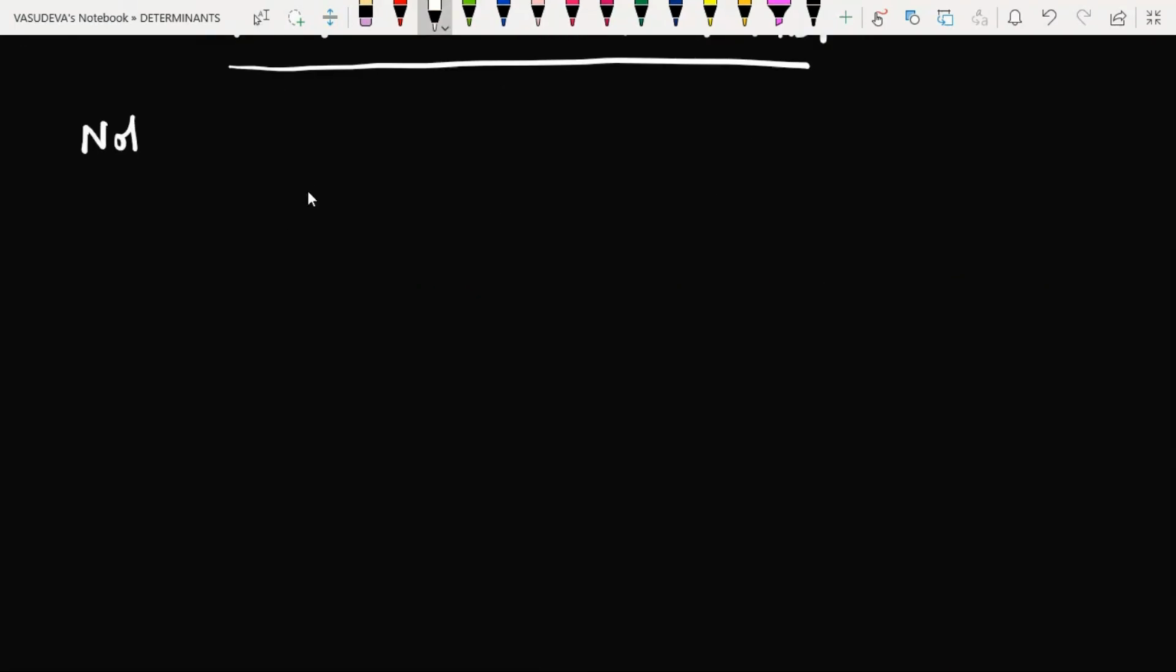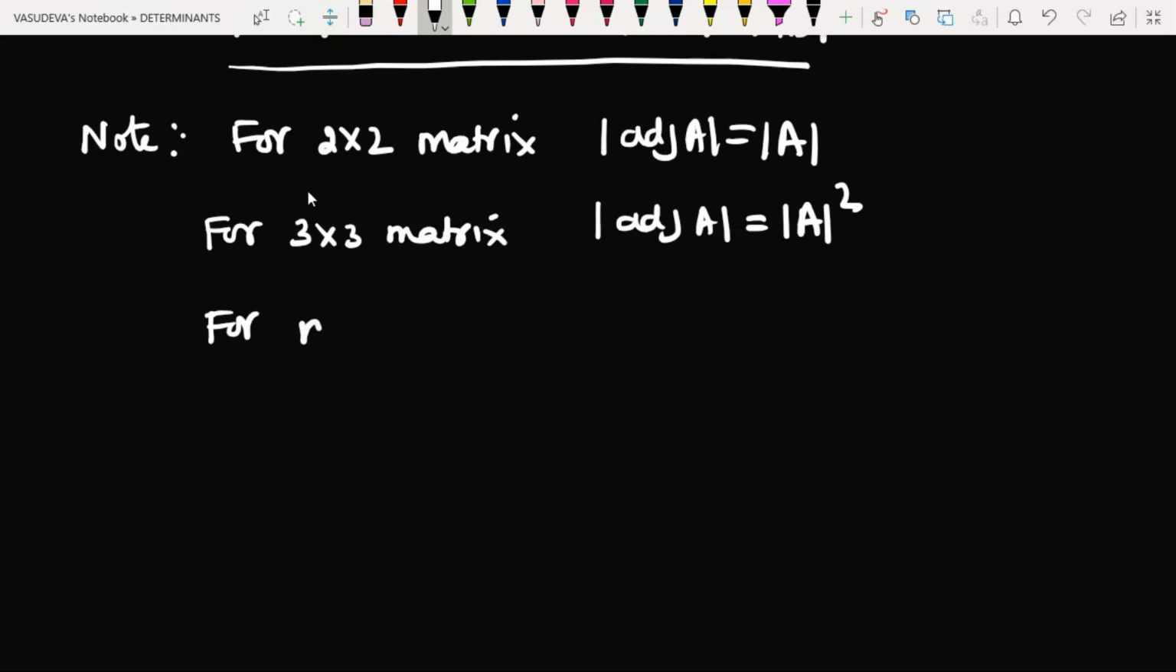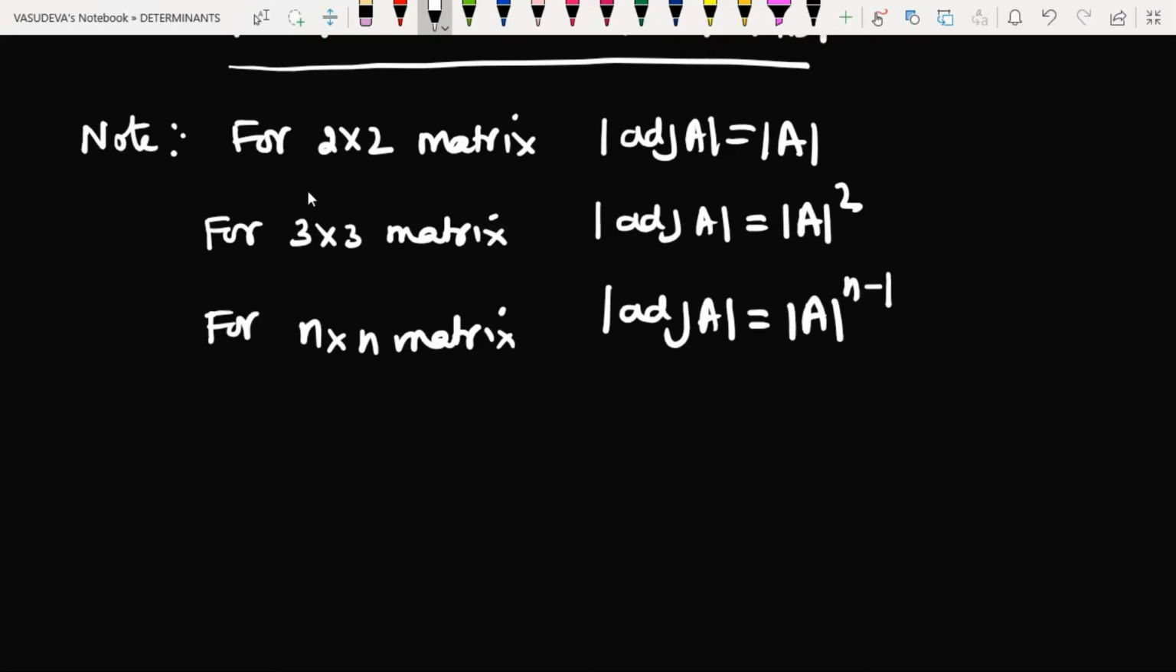So now remember this note. For a 2 by 2 matrix, determinant of adjoint of A is determinant of A. For a 3 by 3 matrix, determinant of adjoint of A is equal to determinant of A square. For a matrix of order n, an n by n matrix, determinant of adjoint of A is equal to determinant of A to the power of n minus 1. This result can sometimes be asked for 1 mark.